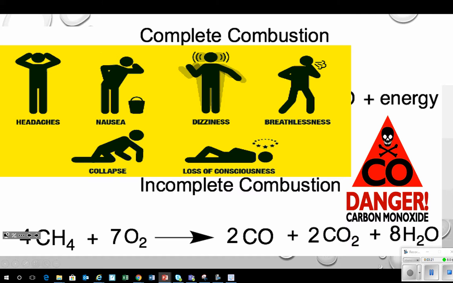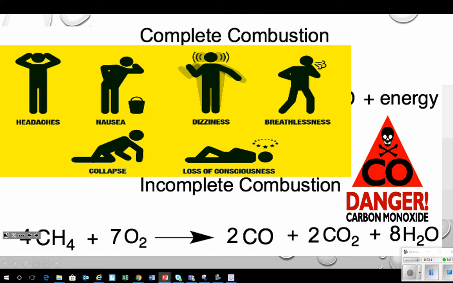But then it gets to the point where you can't really catch a breath because of that carbon monoxide hanging on to that hemoglobin. And so there's no oxygen being deposited in your body. It's the carbon monoxide cutting those out. And then you collapse and lose consciousness and then death if you're not caught soon enough.